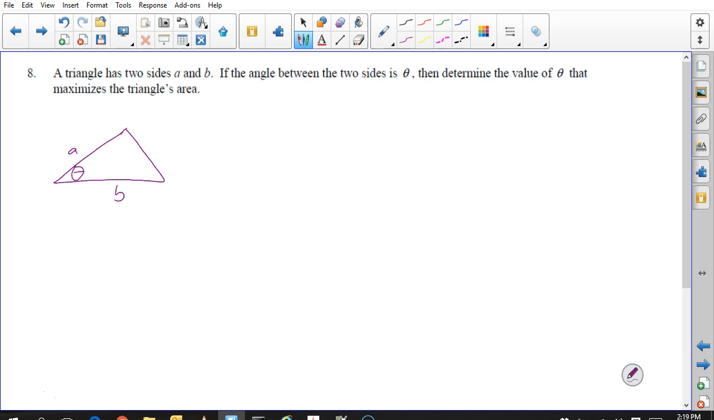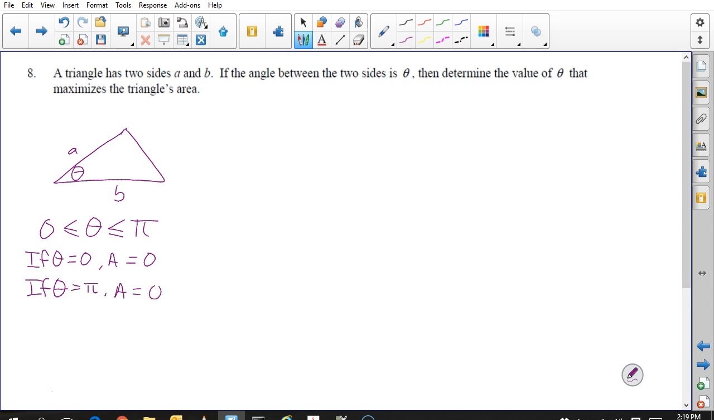Obtuse is just greater than 90. It could be greater than 90. It has to be less than 180. Now, of course, we don't use degrees, right? So it's going to be between 0 and pi. It could be 0, I suppose, but you won't get much of a triangle there. If theta were 0, you'd have no angle and therefore no area. So if theta equals 0, then the area would be 0. And if theta were equal to pi, the area would be 0.